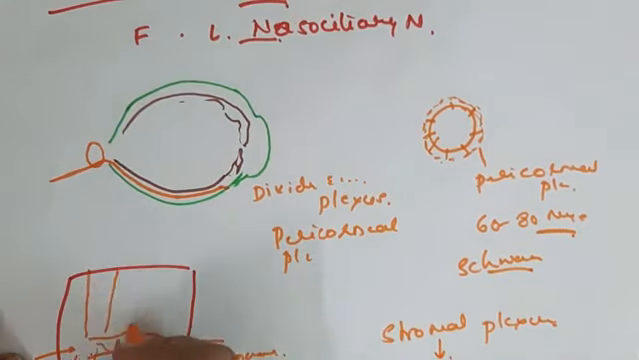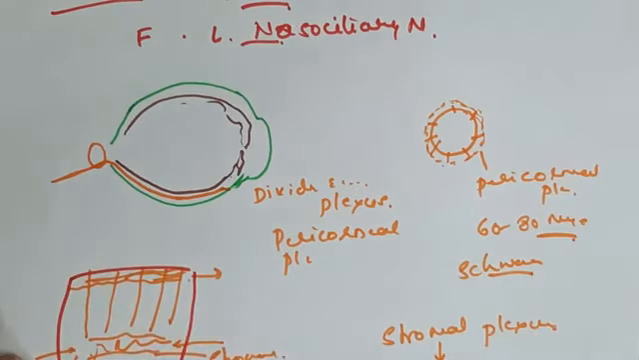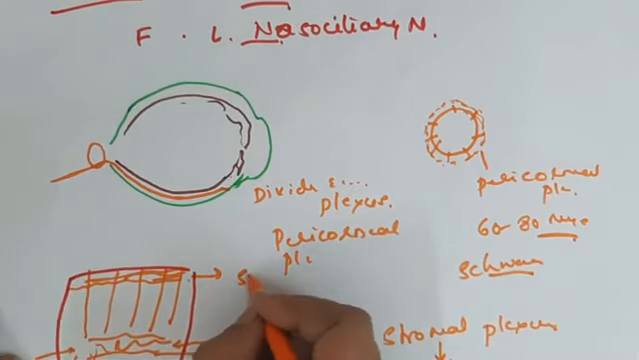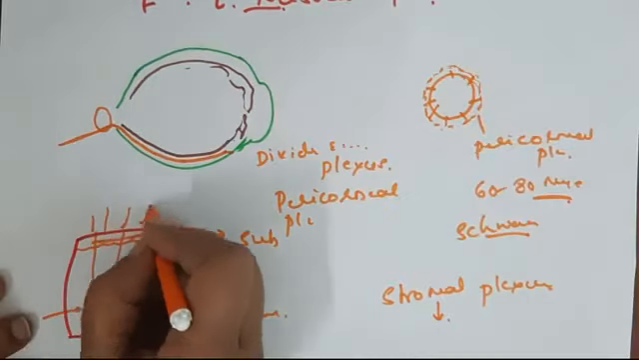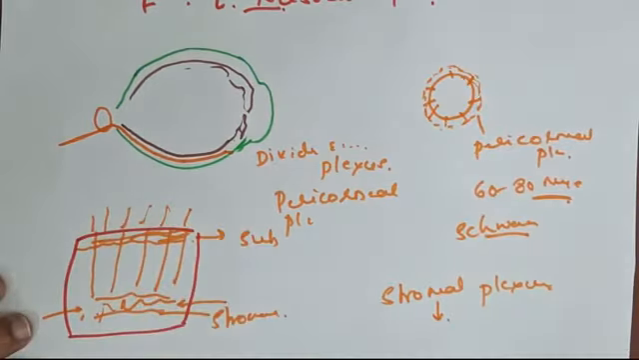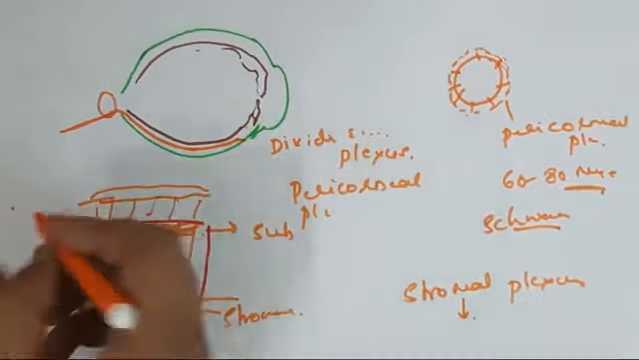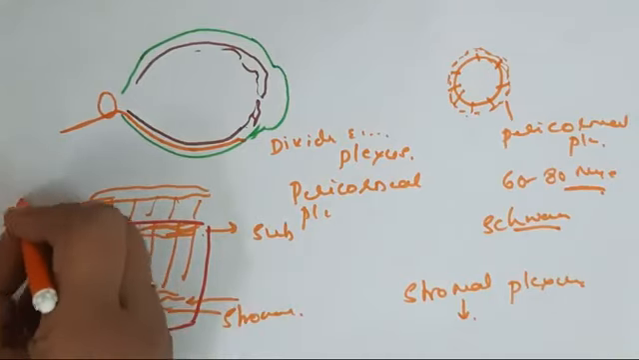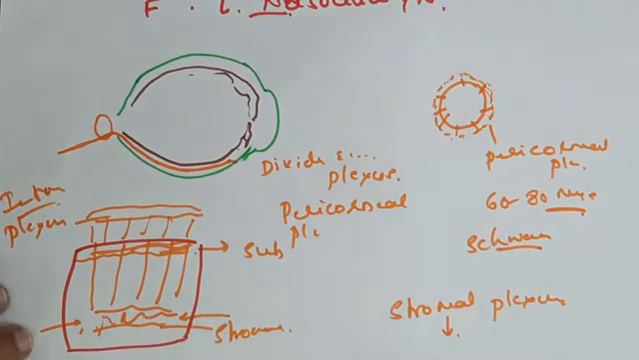Again, they will move further and reach the subepithelial area. They divide again here and form the subepithelial plexus between the Bowman's membrane and the anterior stroma. Moving further, they divide here, forming the intraepithelial plexus. In the cells of the epithelium, they form the plexus called as intraepithelial plexus. When they enter into the intraepithelial layer, they lose the Schwann cells also and they become naked.